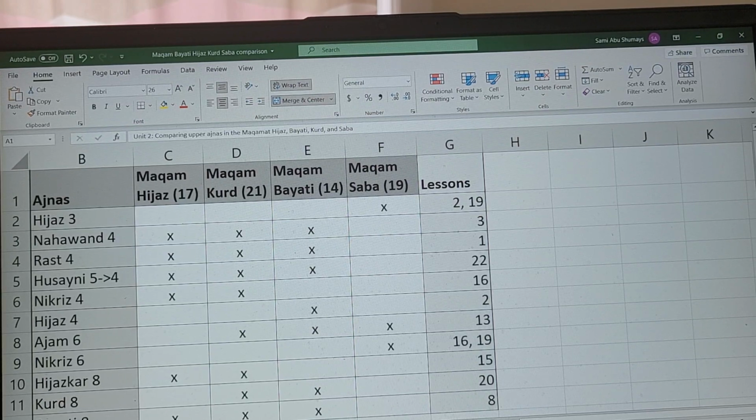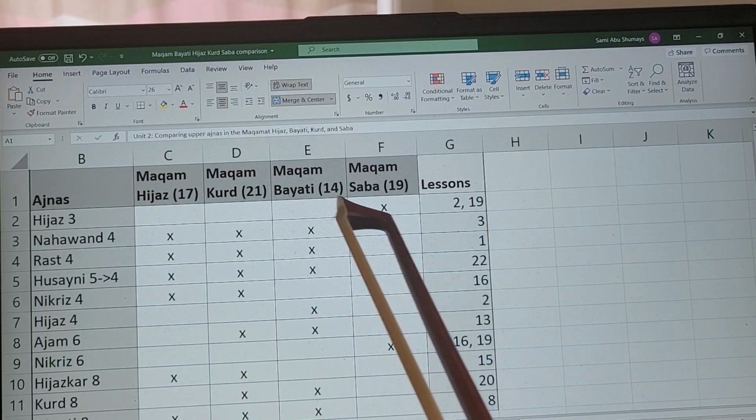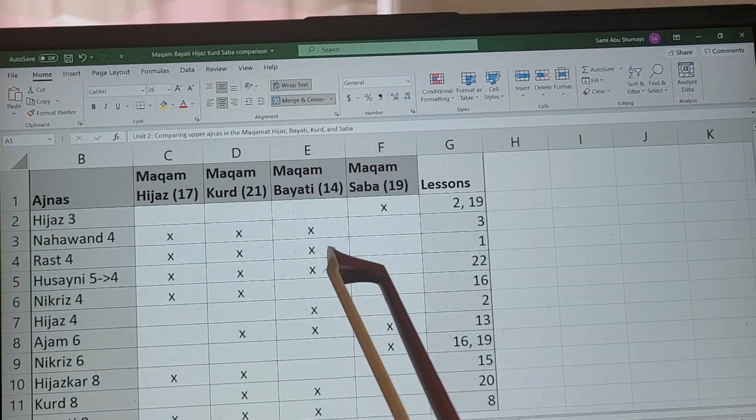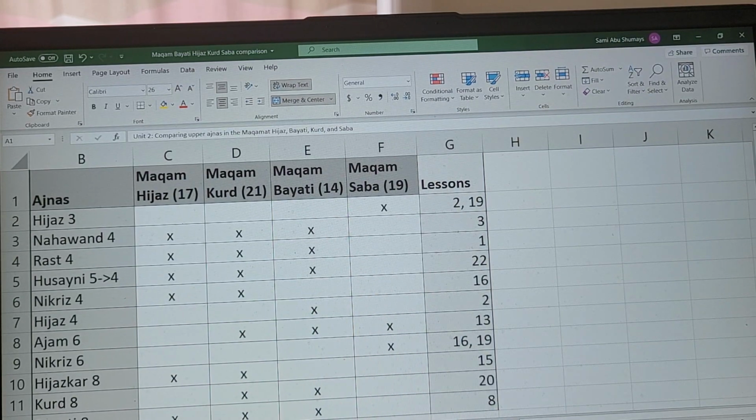Jins rust. Also, as you can see, it occurs in all 3 maqamat here, similar to Nahawand. And that move between Nahawand and rust is very common. That's why I just immediately jumped there. Resolving down to Bayati.